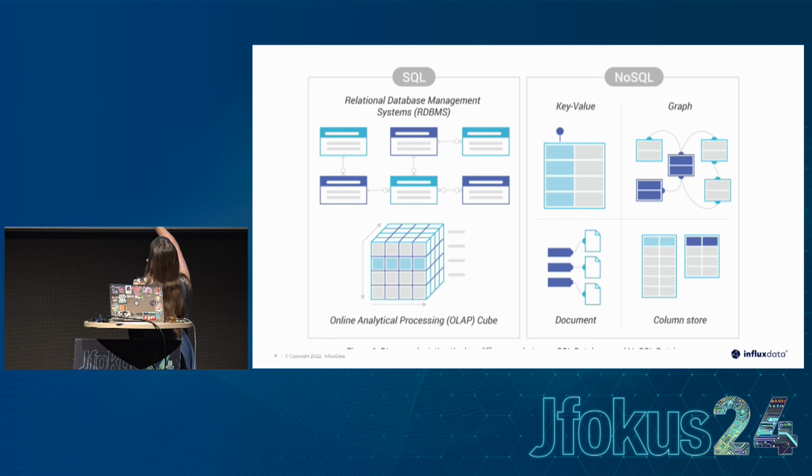You've got your key value pairs. That's going to be things like Redis. You've got your document store. That's going to be Mongo and MongoDB. You've got your columnar store, which includes time series databases like the one I work for. And then you have your graph. And that's going to include graph DBs and vector DBs.